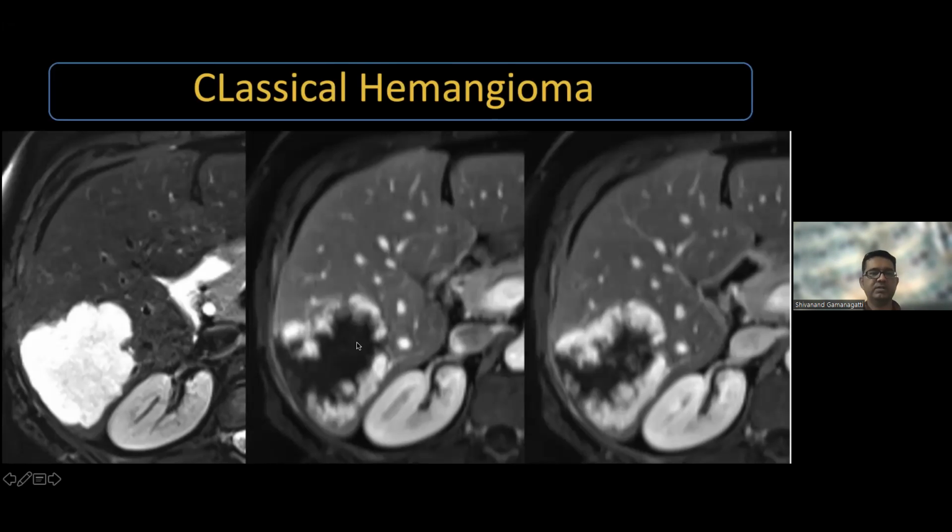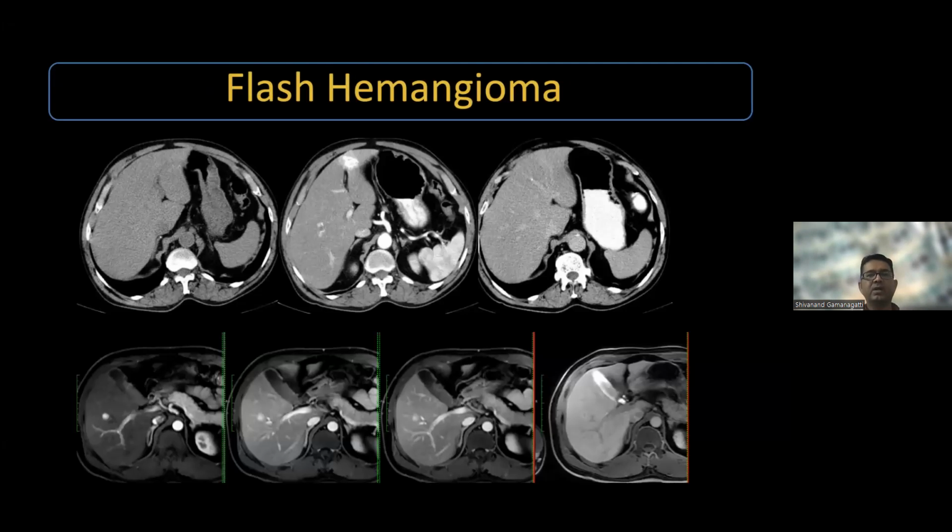Okay. So typical nodular enhancement. There is only one differential for a peripheral nodular enhancement with centripetal filling in, that is hemangioma, nothing else. And there is what we call a flash hemangioma. That means it will not show nodular enhancement, it will enhance only in the arterial phase and it will become iso in the rest of the phases.